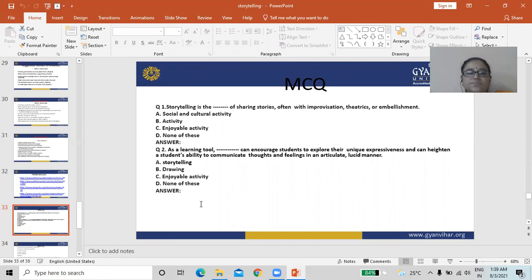Next MCQ. As a learning tool, storytelling can encourage students to explore their unique expressions and can heighten a student's ability to communicate thought and feeling in an articulate, lucid manner. Option A, storytelling. Option B, drawing. Option C, enjoyable activity. Option D, none of these. Choose the appropriate answer.